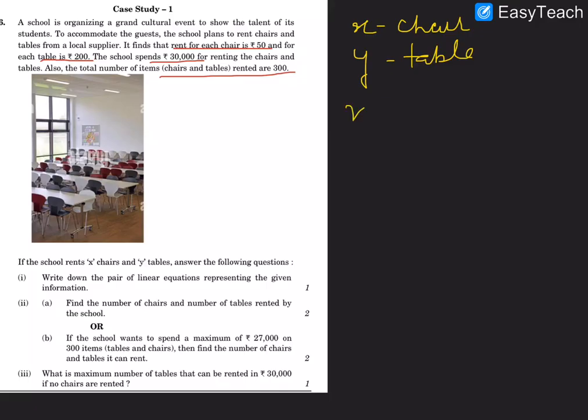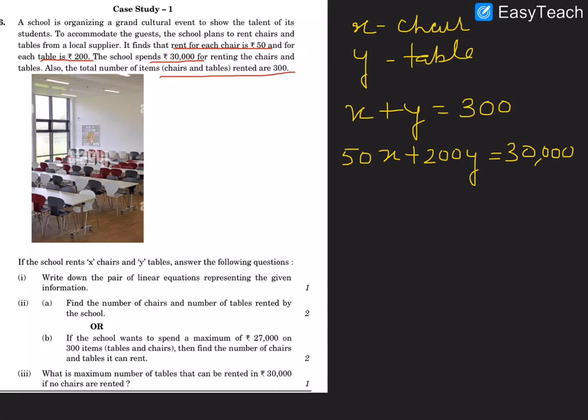As we know, the number of chairs x plus y which are rented is 300. So the first equation is very easy. And each chair costs 50 rupees, so 50x plus 200y equals 30,000.